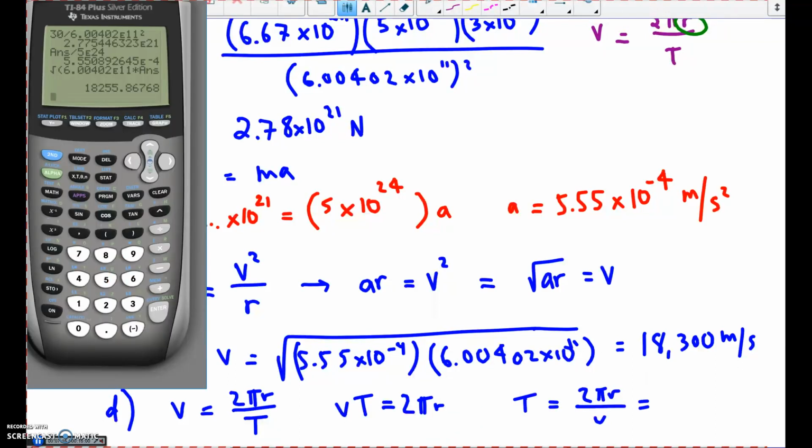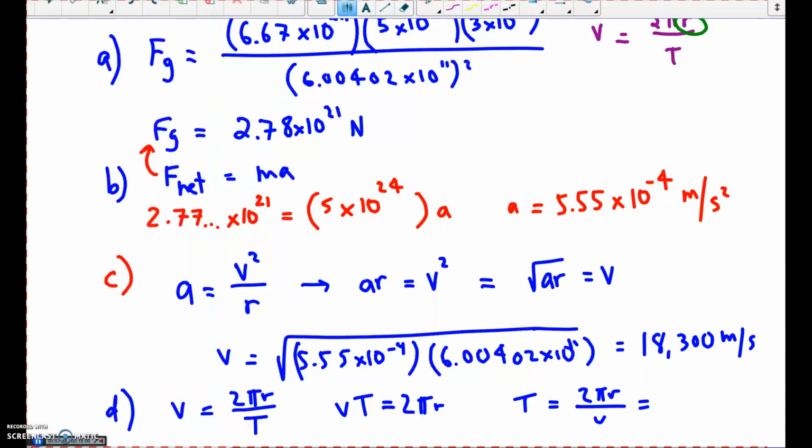So in my calculator, I'm going to do 2 times second pi times, what's the radius? It's 6.00402 second EE 11. And then I have to divide by the speed v, which is the answer above. So I do second answer. And I get 2.1 times 10 to the 8 seconds.